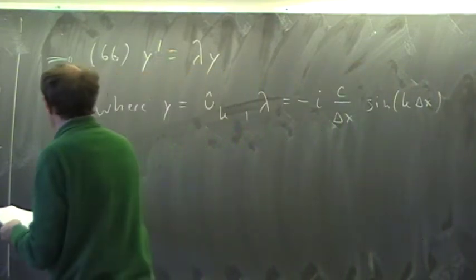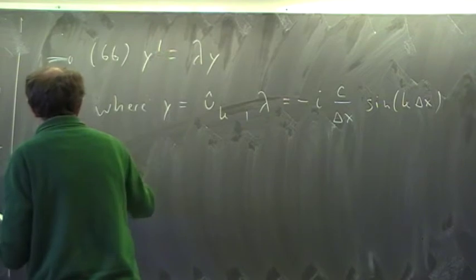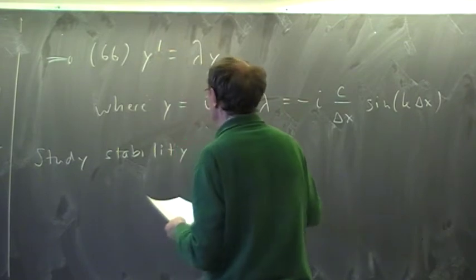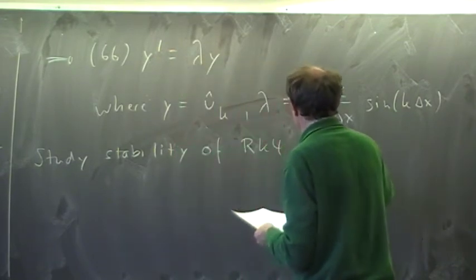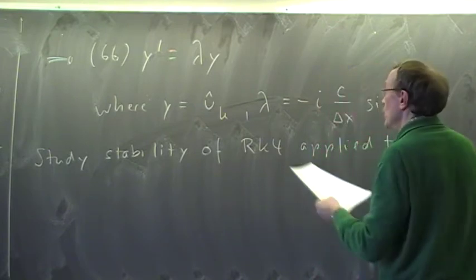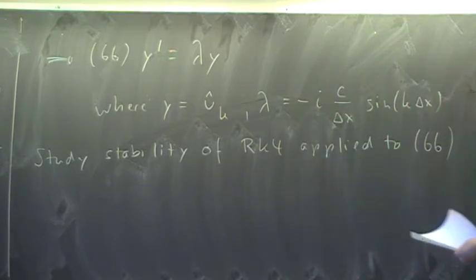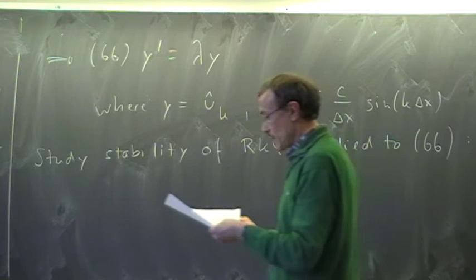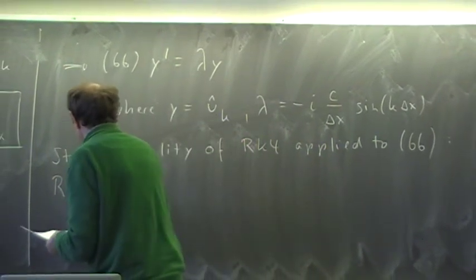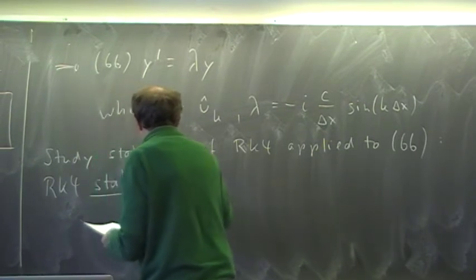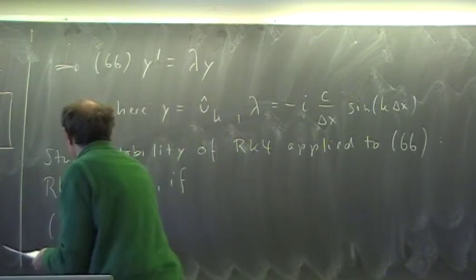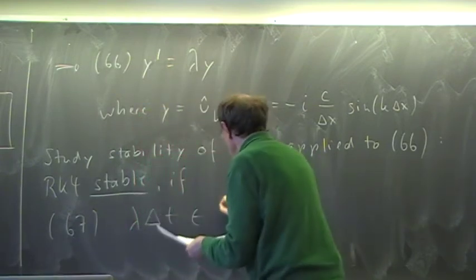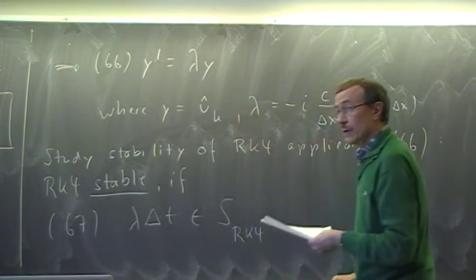So we study the stability of RK4 applied to 66, which is the same as 65. And the stability says that RK4 is stable if the condition 67 holds, if lambda times the time step is inside the stability domain of the Runge-Kutta 4 method.